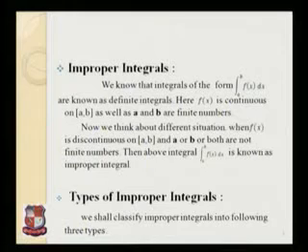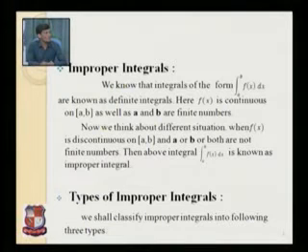You see here, improper integrals. We know that integrals of the form integration of f of x from a to b dx are known as definite integrals. Here f of x is continuous on closed interval a b as well as a and b are finite numbers. Now we think about a different situation when f of x is discontinuous on closed interval a b and a or b or both are not finite numbers, then the above integration of f of x from a to b is known as improper integral.